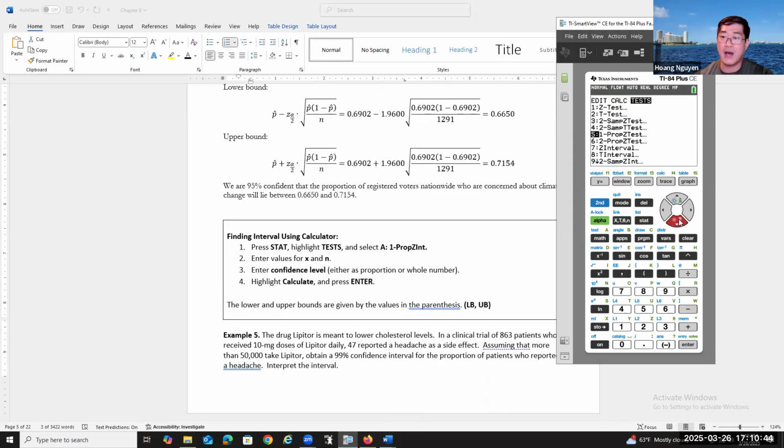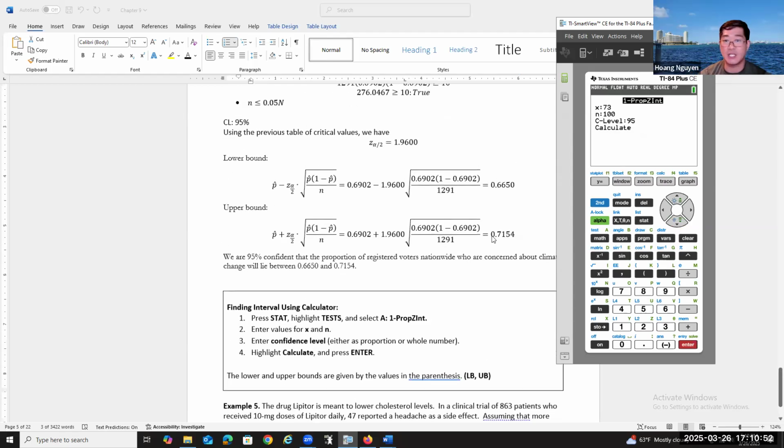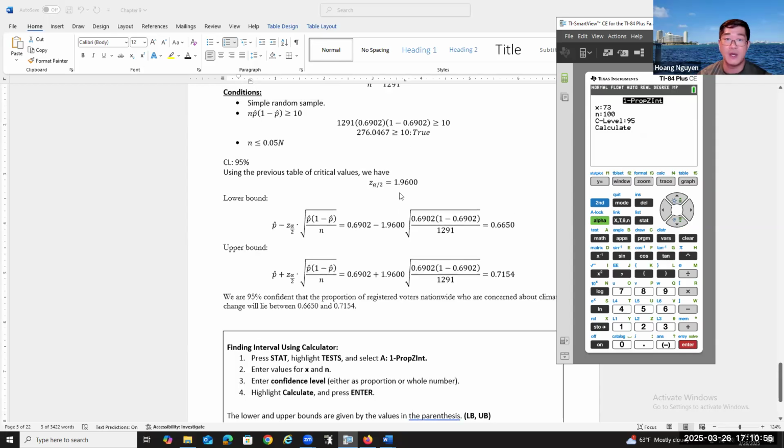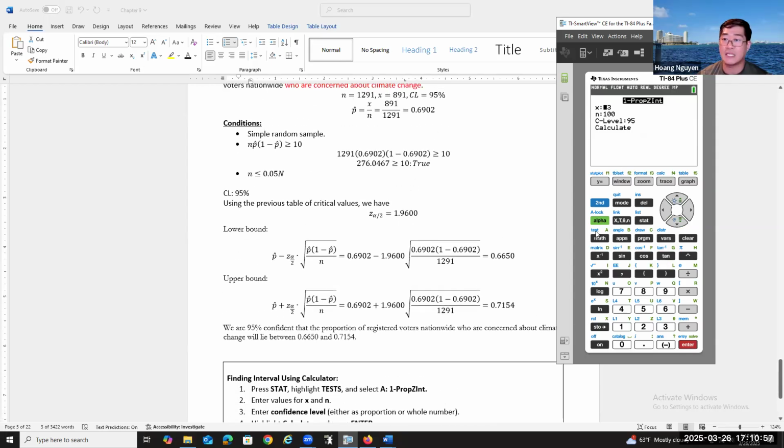And then you're gonna keep going down until you see option A, one proportion Z interval, okay. So after you select the one proportion Z interval, you just input the X value. Based on the summary that I have right here, the X value is 891, and then the sample size N is 1,291. And the C level is 95%.